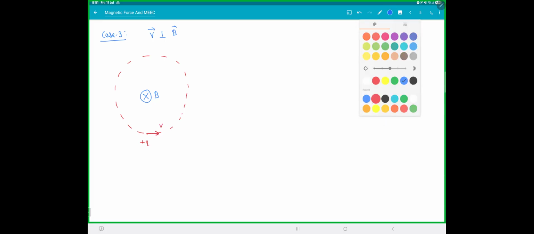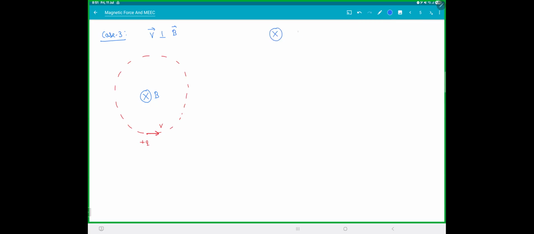Now, before going into this, when you say cross, cross means into the plane. We have seen this in vectors long back. Minus k cap. Dot is out of the plane, which is plus k cap. So we observe here, this thing starts going in a circle with constant speed. Uniform circular motion.